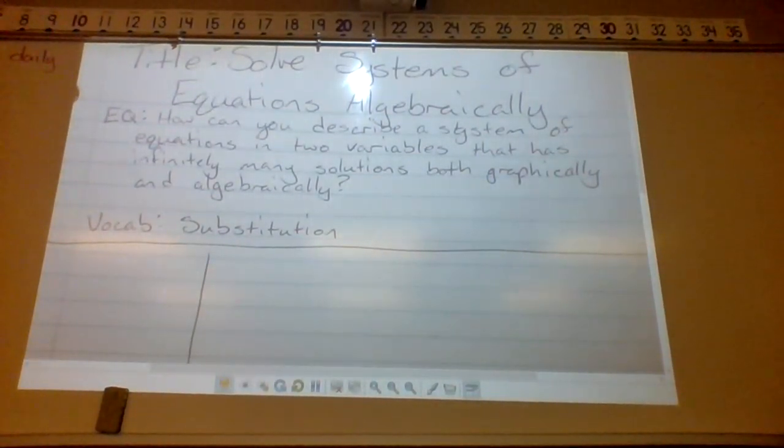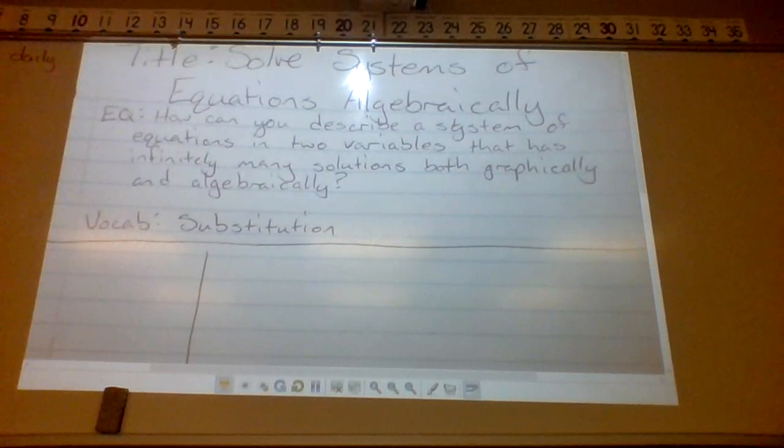For vocab, the only thing we have is substitution. So we're going to do the same thing we did yesterday, except not graphing. This is all just using math. So if you don't have graph paper and can't graph lines, you can still solve this out. So we're going to solve the systems. We're doing a very easy one first.